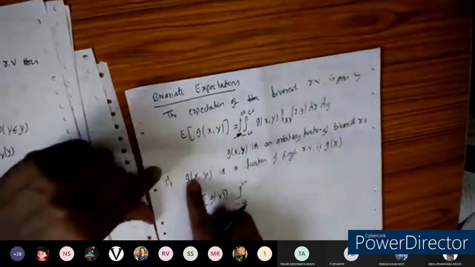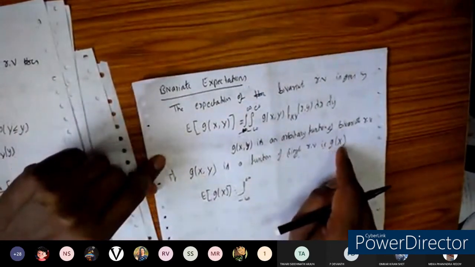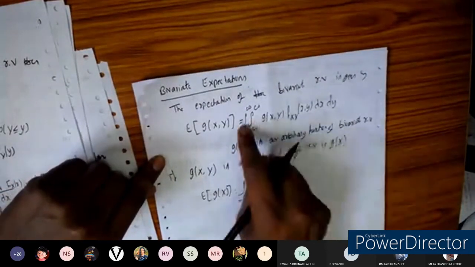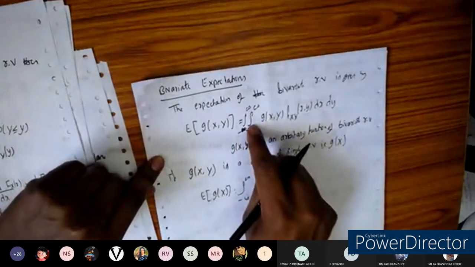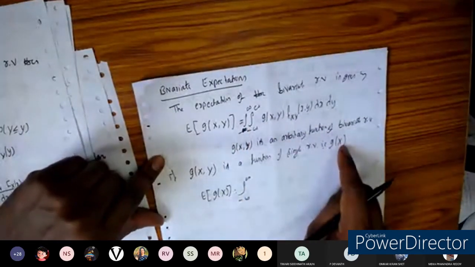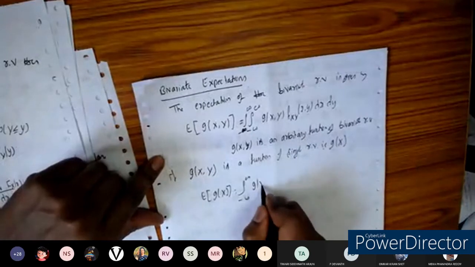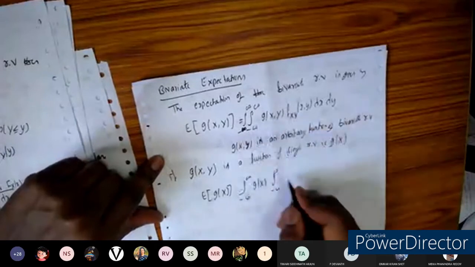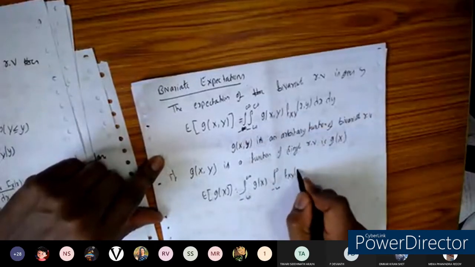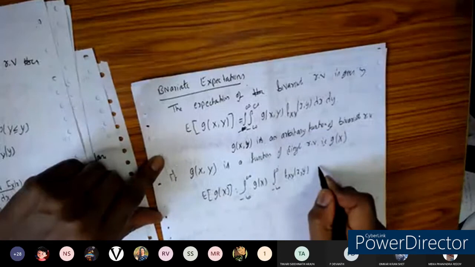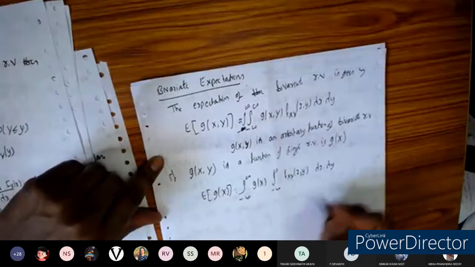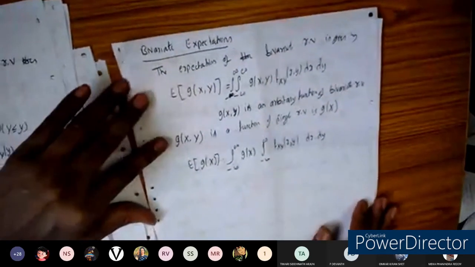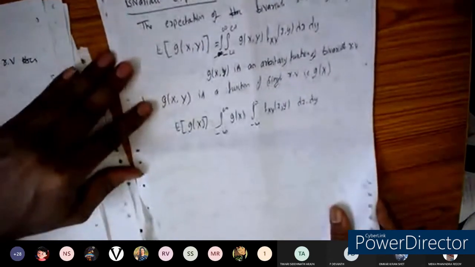Now g of x, y, we are going to take as a function of a single random variable. We made the correction on this one, no? Fine. One integral is a function of x, the other integral is a function of y. Since I'm taking g of x here, this one is a function of the integral which is a function of x. The other is a function of the other integral, that is f_XY of x comma y, into dx into dy.